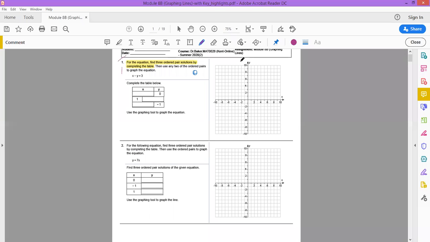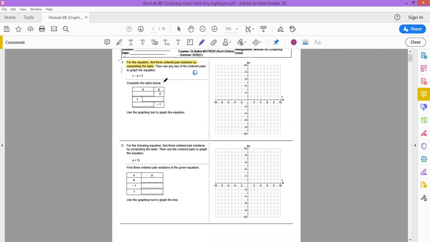Hello everyone, these are the notes for Module 8B, which deals with graphing lines, and we'll focus on 3 ways to graph lines, starting with using a table. So example 1, you're asked to use this equation and use any of the 2 points you determine from the table to graph the line.